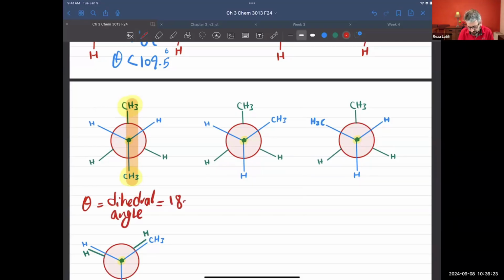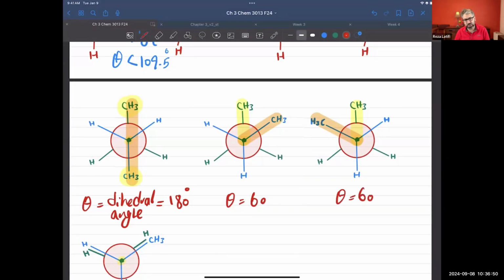Theta, I got it, 180. Okay, how about the second one? Okay, they are 60 degrees far from each other. And next one, you have one here, and the second is there. Again, theta is 60.